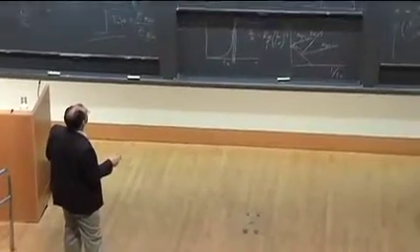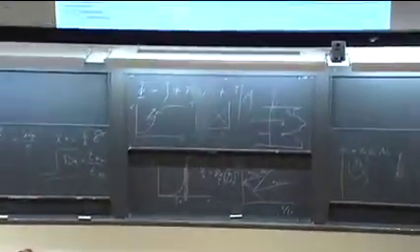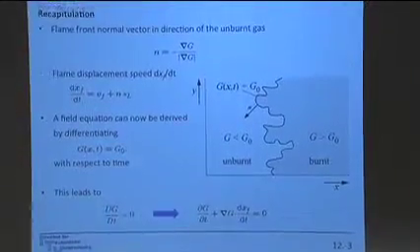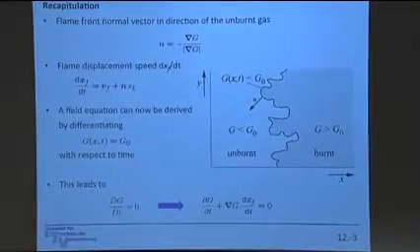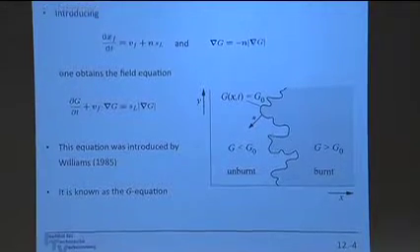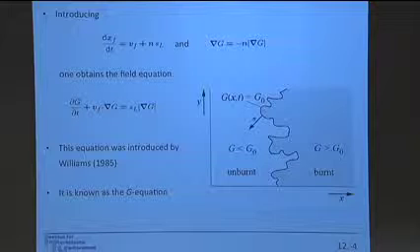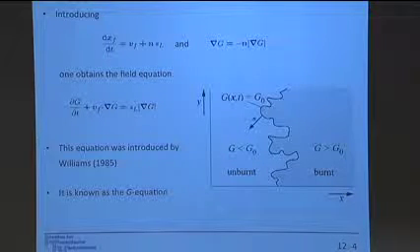And then you can write it like this, where this is the speed of this point. And you can see this is the speed of a point on the flame surface. I can introduce this here, and then I get this here. That was the G equation, where this here is the velocity condition on the flame surface.